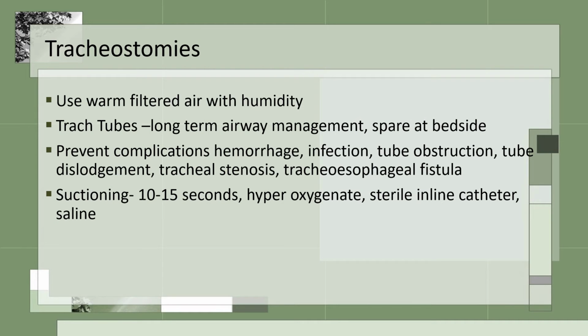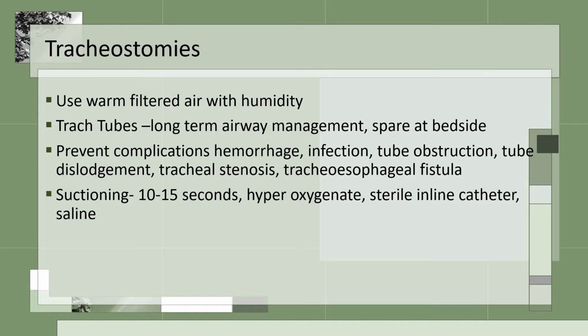So just a little refresher on tracheostomies. Make sure you're using warm, filtered air with humidity. The trach does not receive that warm air automatically like our nose does for our trachea. Our nose is the one that's warming that air, filtering it with the cilia in our nose, and it also adds humidity in our nasal passages. So we have to create that artificially.